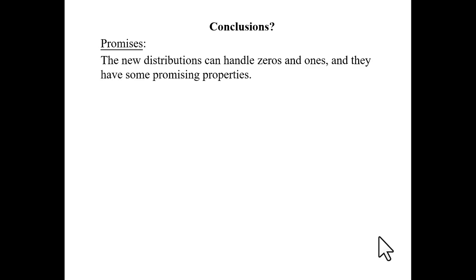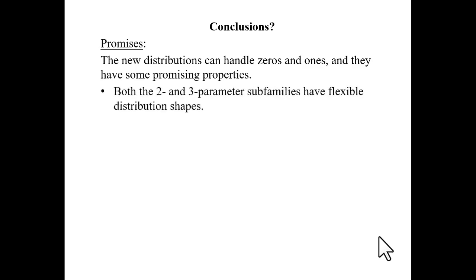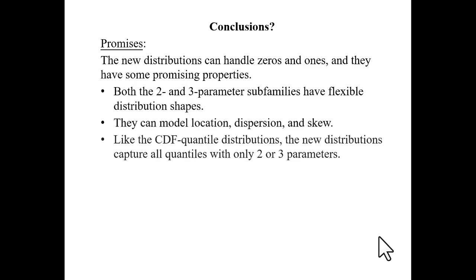Okay, so the new distributions can handle zeros and ones. They're continuous, and they have some promising properties. Both of them have flexible distribution shapes. They can have an interior mode, and they can also have modes at 0 and at 1. They can model location, dispersion, and skew. And like the original CDF quantile distributions, these new distributions capture all of the quantiles with only 2 or 3 parameters.